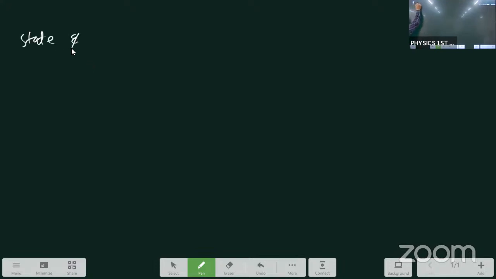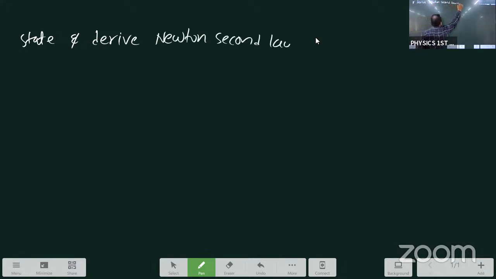State and derive Newton's second law of motion. A particle moving in circular path, any force acting. That is case number B, with a small problem they're asking. So, statement of Newton's second law.